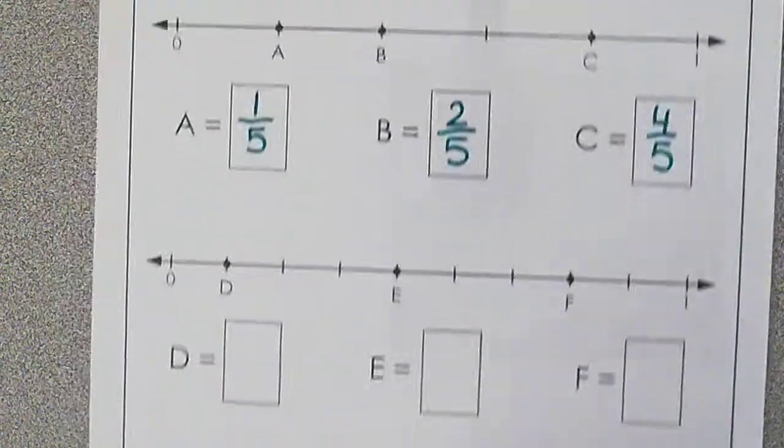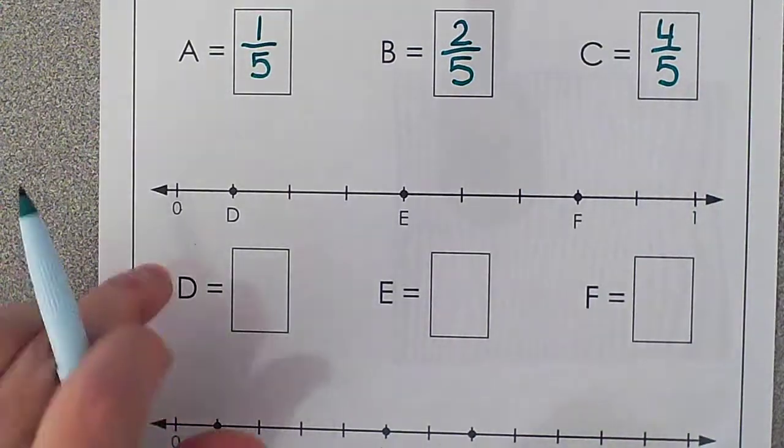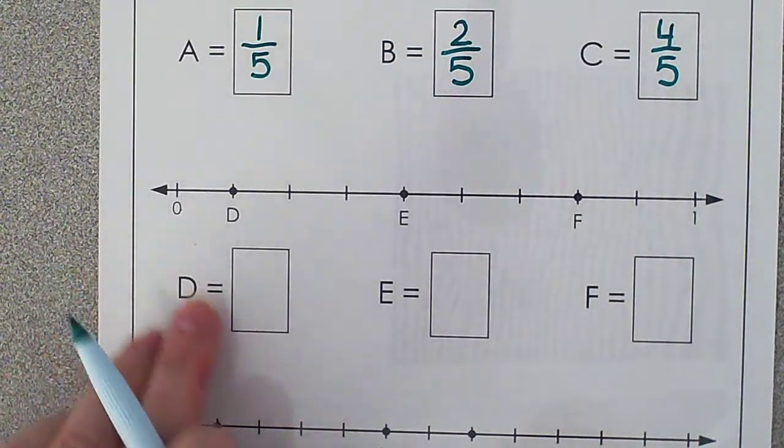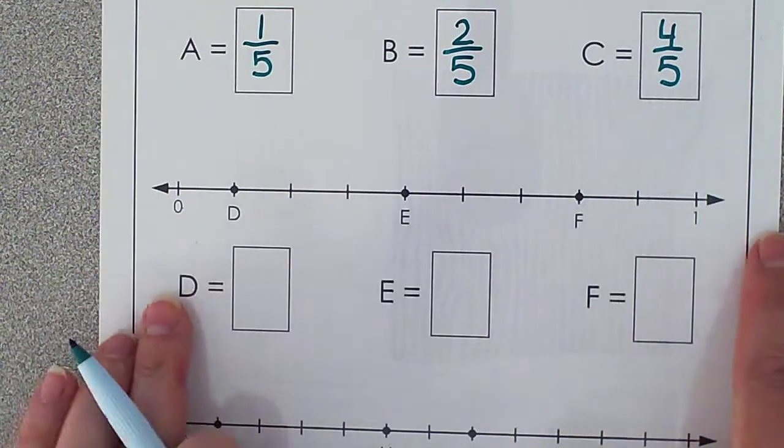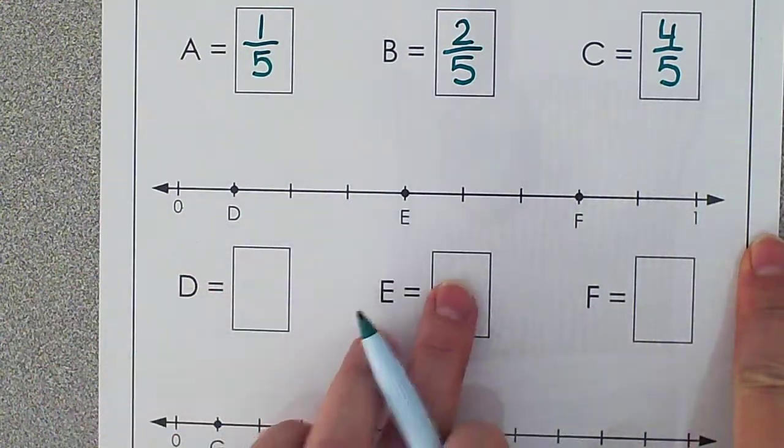Let's try that again. Scooting on down to another number line. We know this is a fraction number line because it begins with 0 and it ends with 1. Our job is to find each of the fractions for D, E, and F.